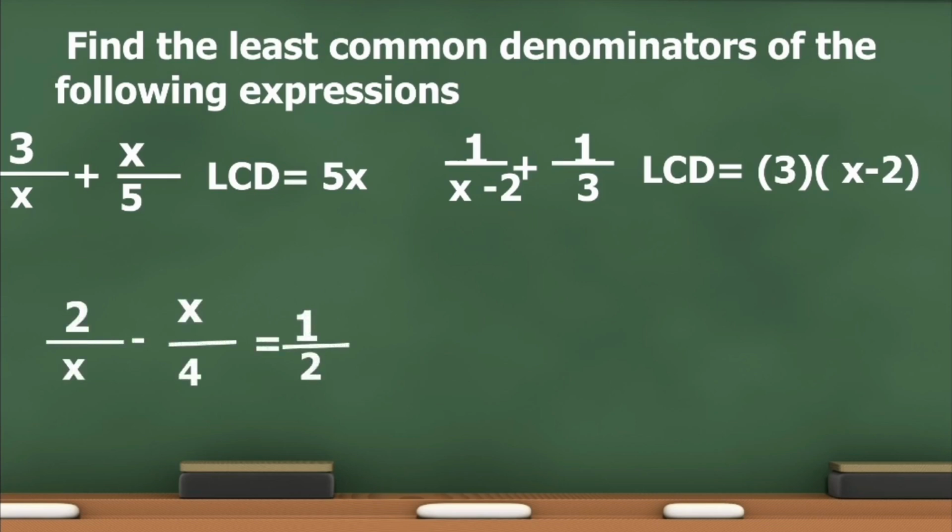Paano naman kung ang given ay rational equation? So, pagka ganito class, kukunin mo lang yung least common denominator nung rational expression. So, ang least common denominator nito is 4 times x or 4x.